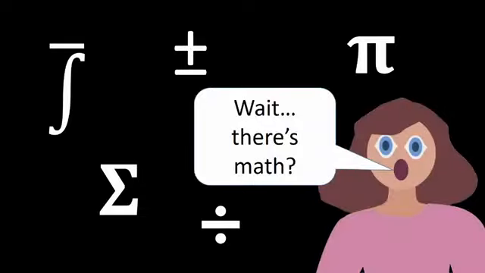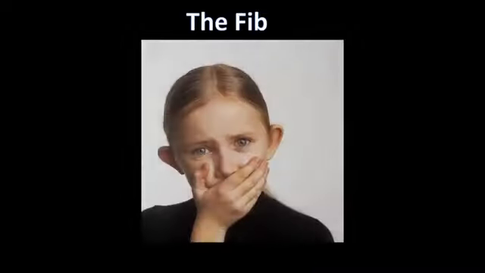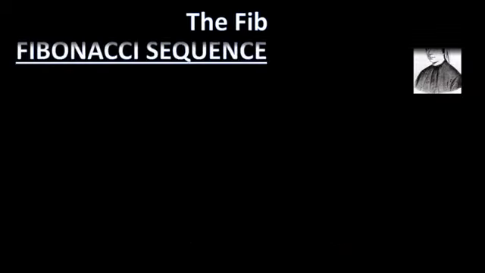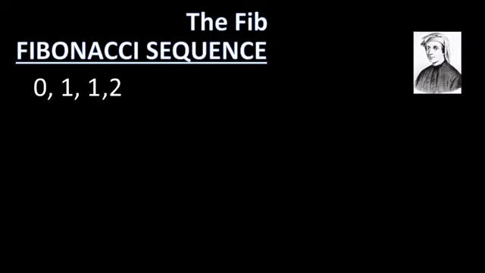The first is simpler, and it's called a fib. It's usually not good to tell a fib, but we're not talking about that kind of fib. This one is short for Fibonacci, and the syllables break down into the Fibonacci sequence. In the sequence, each number is the sum of the two preceding ones, beginning with 0 and 1. So 0 plus 1 is 1, and the sequence would be 0, 1, 1. Then 1 plus 1 is 2, so 0, 1, 1, 2. 1 plus 2 is 3, so 0, 1, 1, 2, 3. 2 plus 3 is 5, 3 plus 5 is 8, etc.